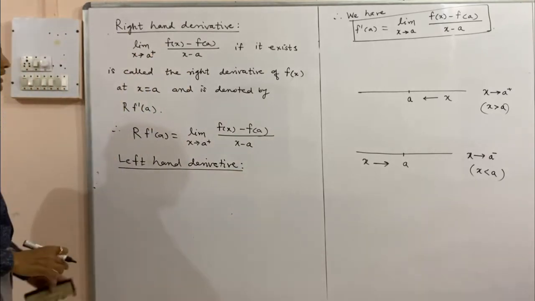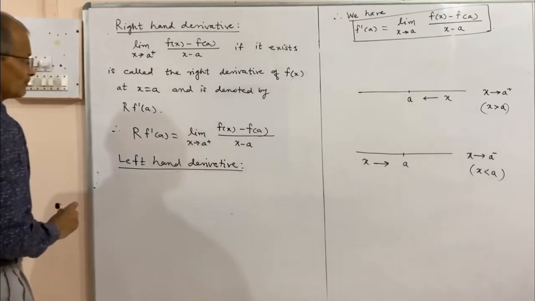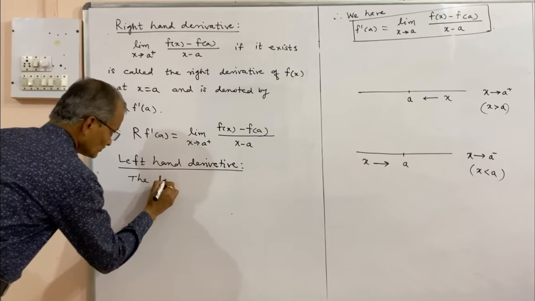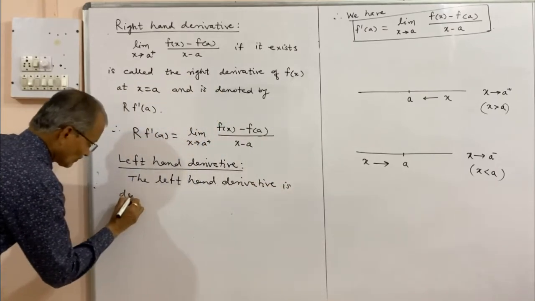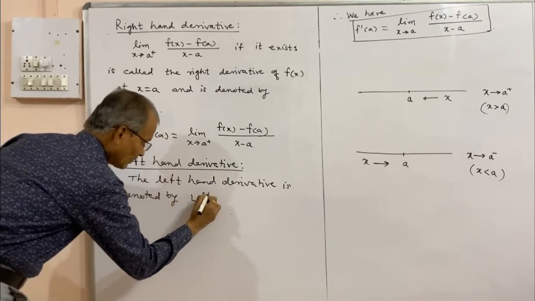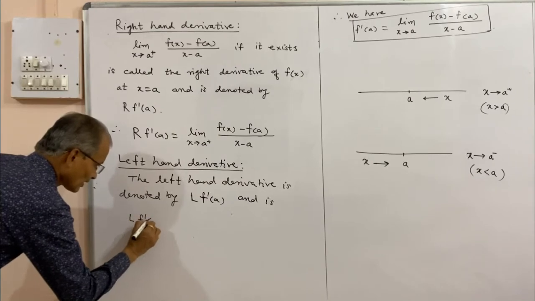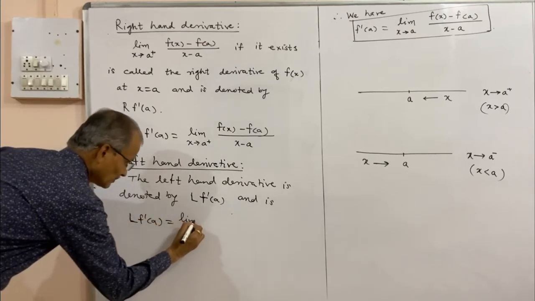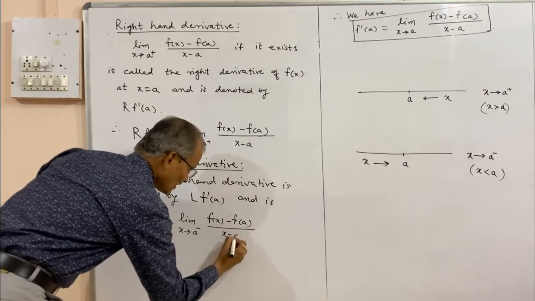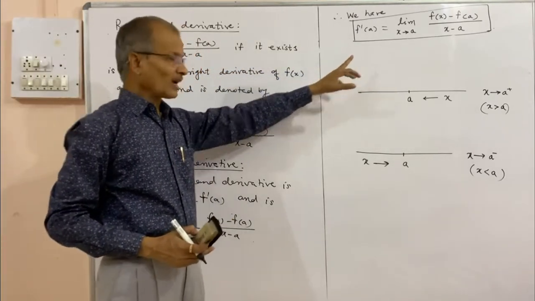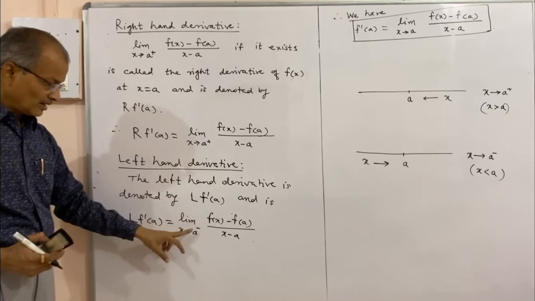So if this limit as x tends to a minus, means x tends to a from left, the left hand derivative is denoted by L f dash a. What will be this L f dash a? Only the change is in limit x tends to a from left, f of x minus f of a divided by x minus a. So this is the main definition, and these are the parts, right hand derivative and left hand derivative. Only their change is in limit x tends to a from right, limit x tends to a from left.